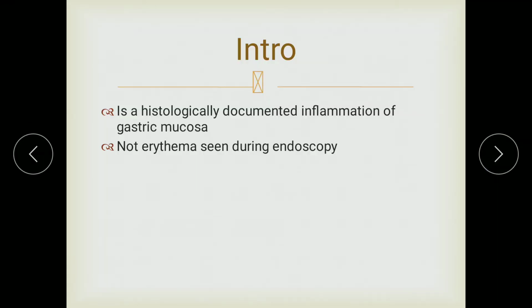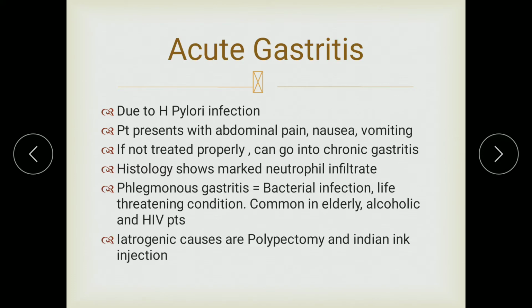Regarding gastritis, it is a histological diagnosis. This has to be noted because it is not the erythema that is seen during endoscopy. It is a histological diagnosis where you have to demonstrate the infiltration of mucosa with some cells. In acute gastritis, it will be neutrophil predominant. In chronic gastritis, it will be lymphocyte predominance. So, it is a histologically documented inflammation of the gastric mucosa.